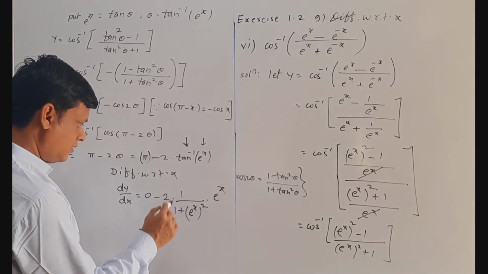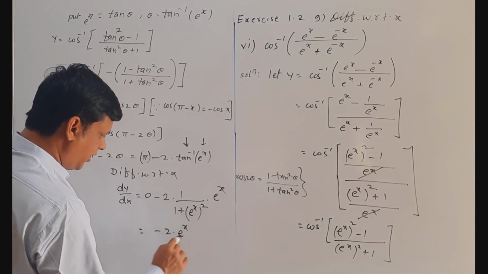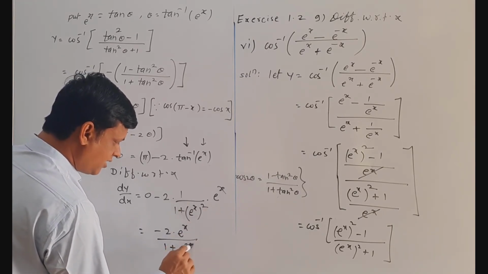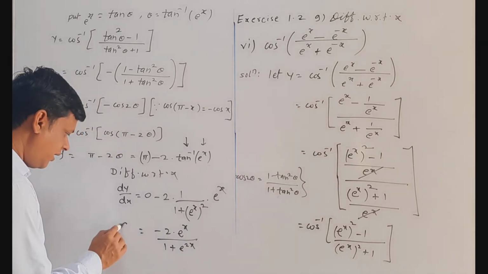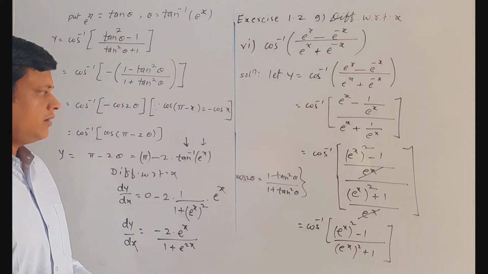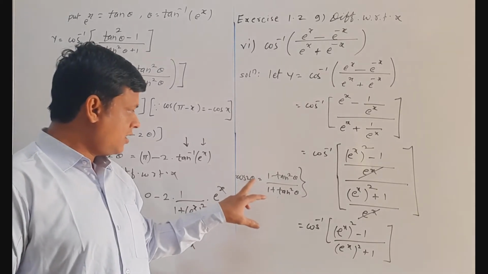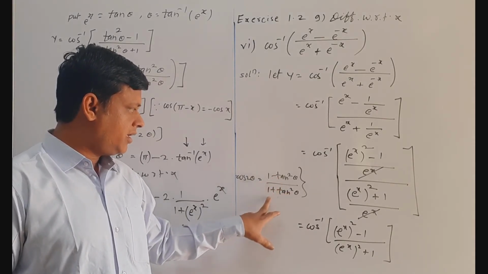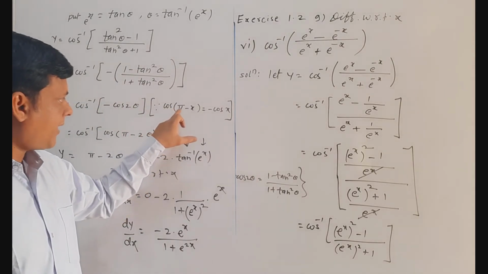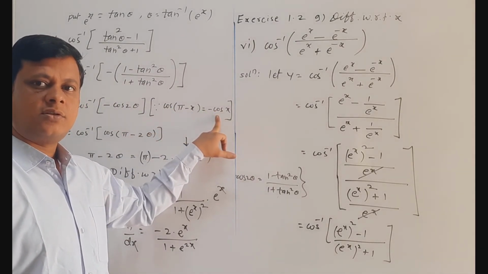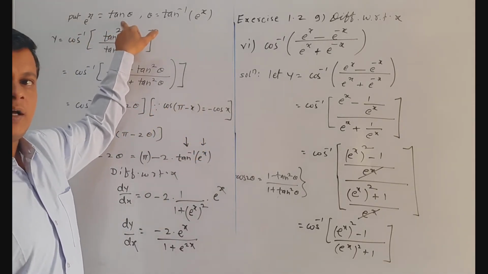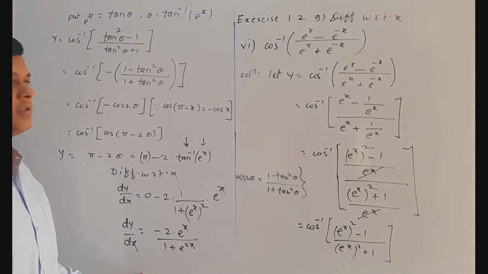So write here minus 2 into e raised to the power x upon (1 plus e raised to the power x) bracket square, or e raised to the power 2x, as the derivative of the given function. In this way we apply two formulas. First formula is cos 2 theta equals 1 minus tan square theta upon 1 plus tan square theta. Then we use the next formula, cos of pi minus x equals minus cos x, and the substitution is e raised to the power x equals tan theta. So in this way you have to solve sub question 6.